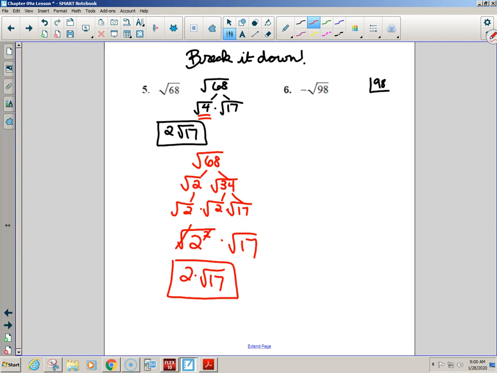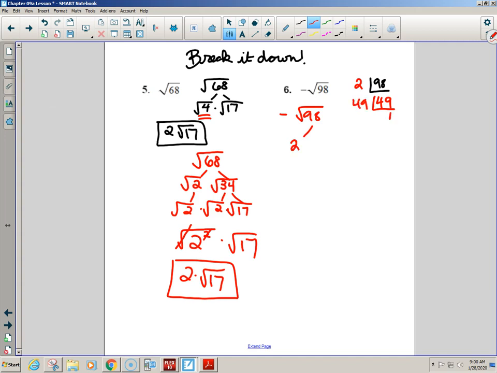So 98. Some of you might have divided by 2, and if you divided by 2, you would have gotten 49. Oh, wait a minute. Did we mind 49? Yeah. Okay, so hold on. Why don't we just change the 98? There's a negative in front. But we can change the radical 98 to be instead a 2. And let's just go 49.